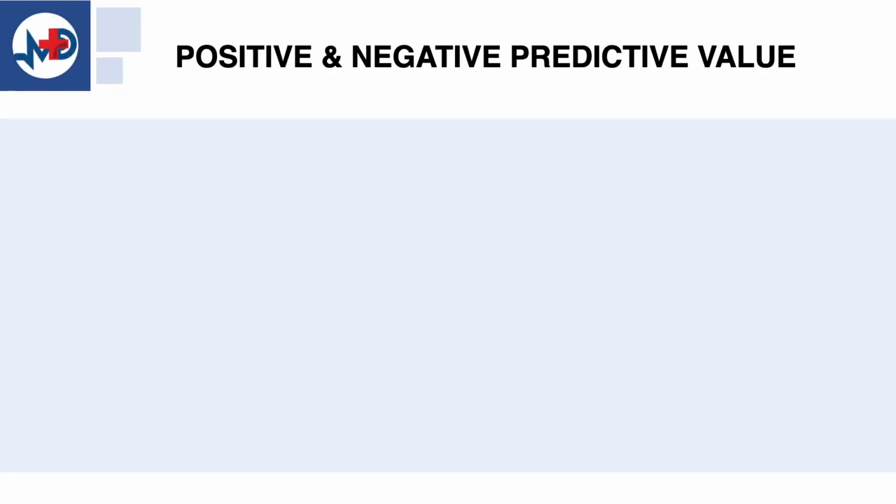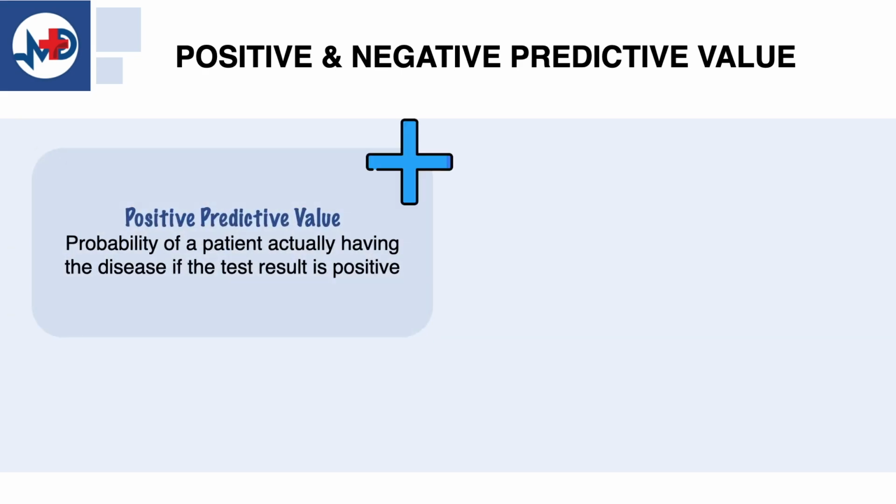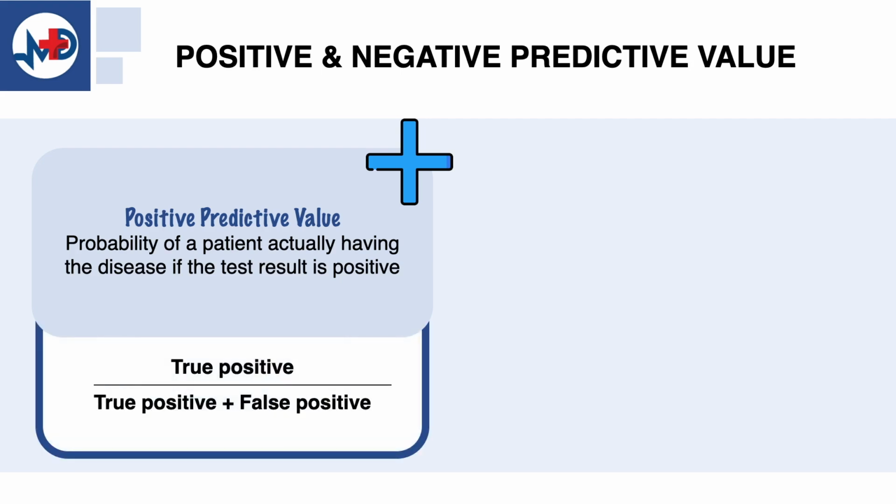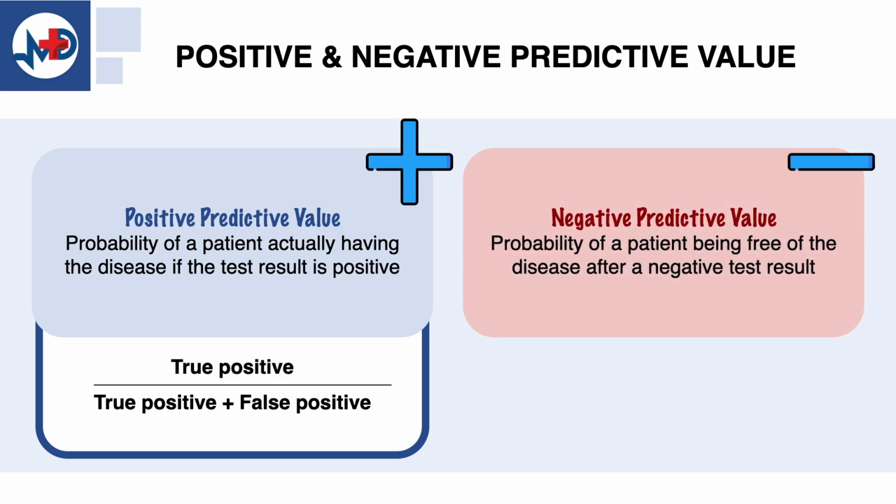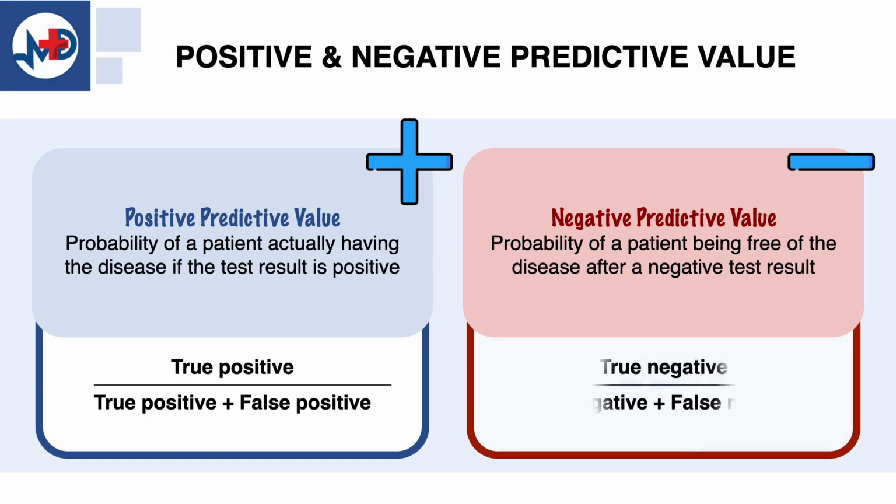Moving on, we'll be exploring positive and negative predictive values. The positive predictive value is the probability of a patient actually having the disease if the test is positive. It can be calculated by dividing true positives by the sum of true positives and false positives. Moving on, negative predictive value is the probability of a patient being free of the disease after a negative test result. This can be calculated by dividing true negatives by the sum of true negatives and false negatives.